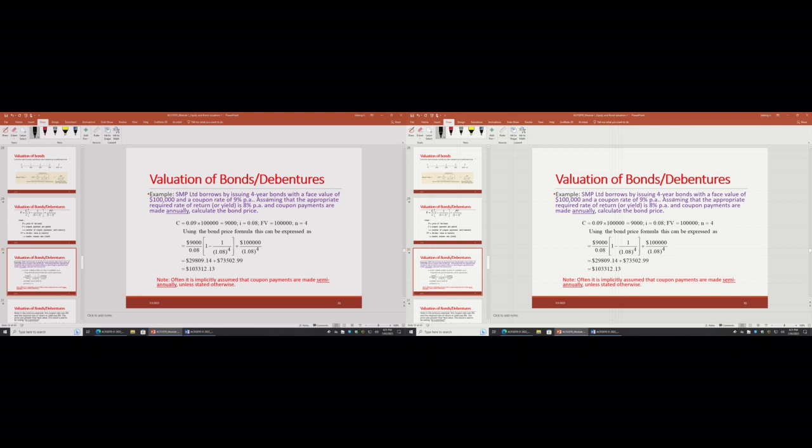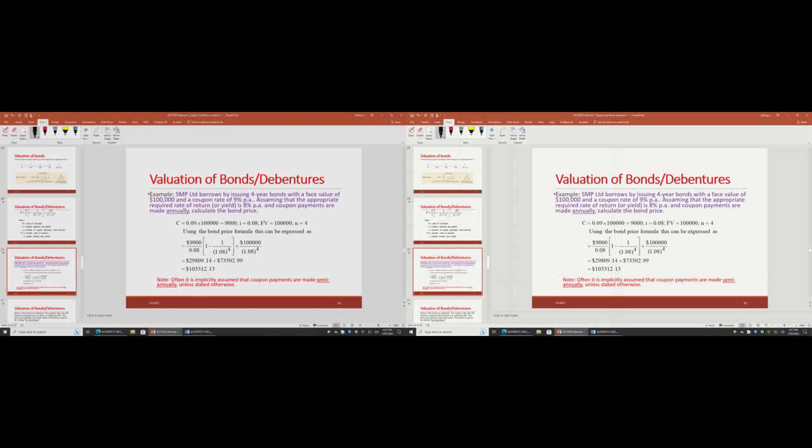So look at the required rate of return is 8% per year. Without compounding information, that should be the effective annual rate, right? And the coupon is paid annually, so the effective annual rate is the desired effective rate for this case.